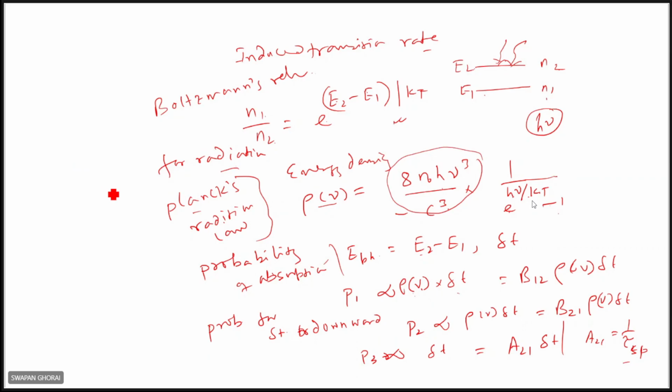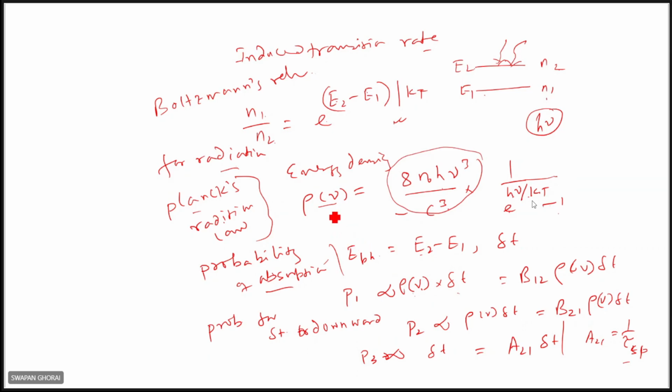Next, there will be transitions. There can be upward transitions and downward transitions. If you consider the probability of upward transitions, upward transition means absorption. If an atom absorbs a photon of energy E2 minus E1, equal to h nu, then it will be in the upper energy state. So the probability that an atom will absorb a photon of energy h nu will be proportional to the intensity present, this radiation density present.